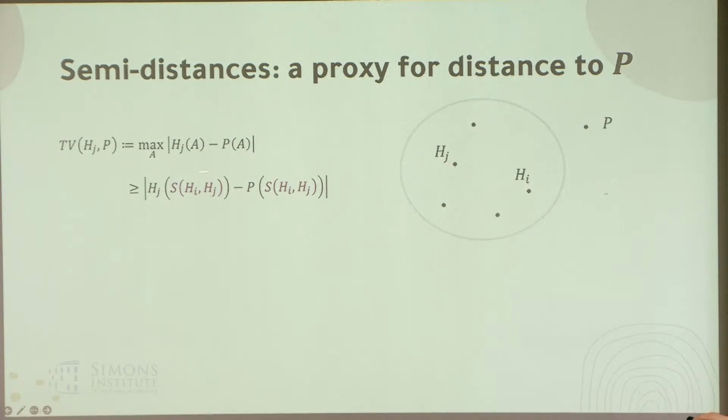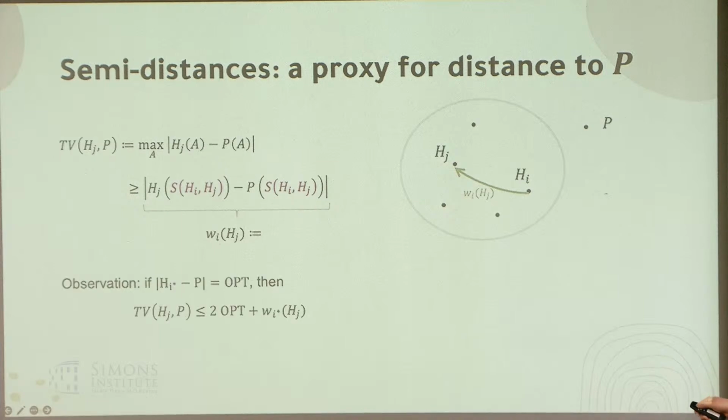So this is one particular subset of the domain, and I'm looking at how Hj is different from P. This is the distance of Hj and P from the perspective of Hi. Because I took up this time in the graph session, I feel like I owe it to you to bring up some graph theory here. You can think of it as defining directed edges between the hypotheses, and the weight of this edge is essentially this quantity.